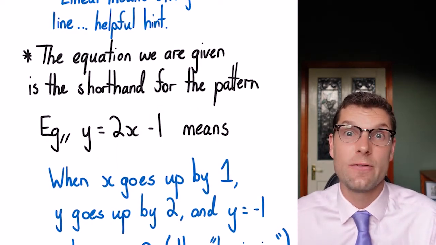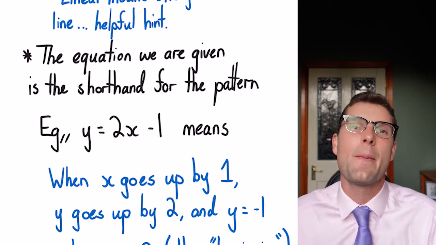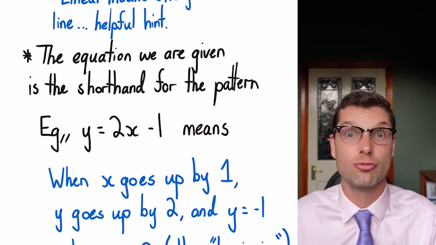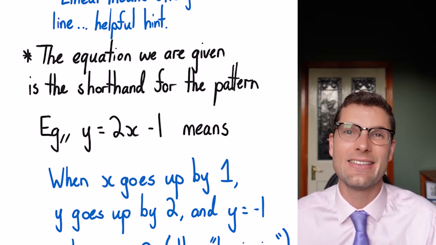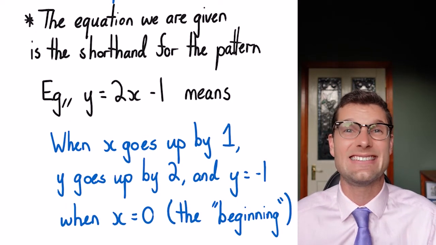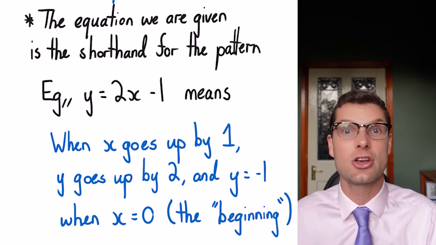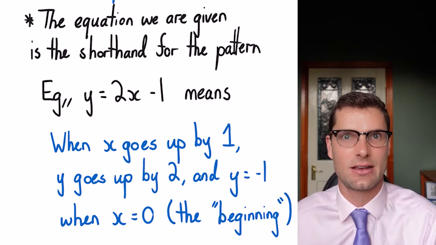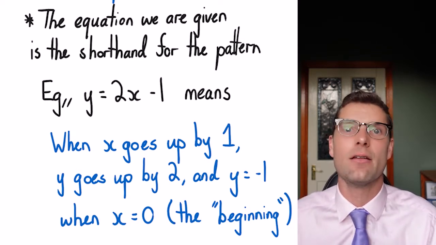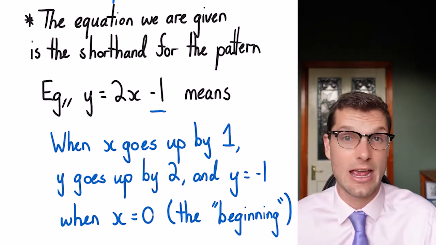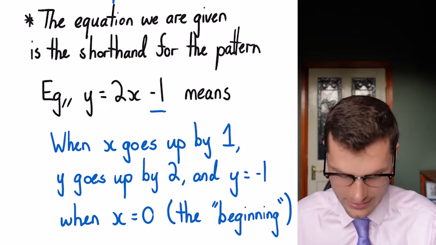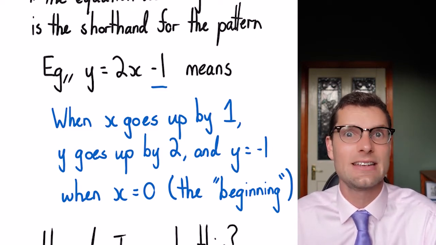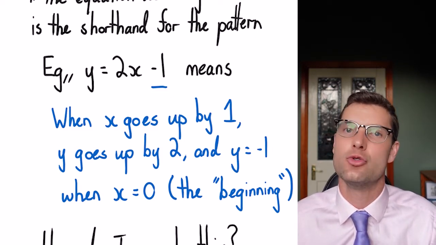The equations that we've been given are telling us what is happening. Each single number has a role to play. So remember here that y is equal to 2x minus 1 is saying that every time x goes up 1, y goes up 2. The pattern is with the x. But this one starts at minus 1. That last number tells us where the pattern is going to start. And when I mean start, I mean that when x is equal to 0, y is equal to minus 1.